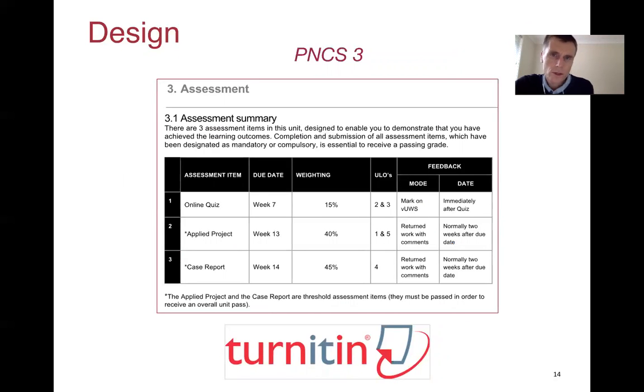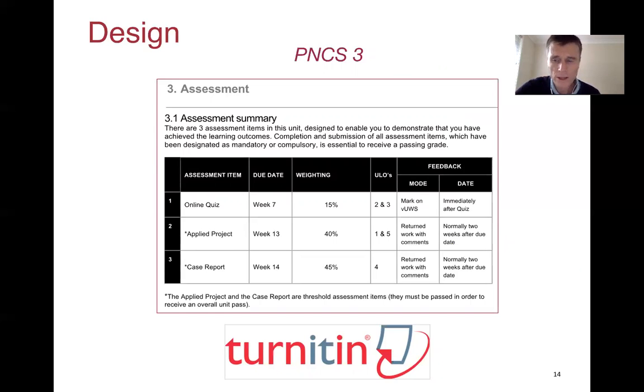So just remember, Shima, that there are 2 units that you're undertaking: Principles of Cardiac Sonography and Practice of Cardiac Sonography. Let me talk in the first place about Principles of Cardiac Sonography and assessment items. The Principles of Cardiac Sonography, as I was saying, is the more theory-based unit, and there are 3 assessment items: an online quiz, what's called an applied project, and then a case report.